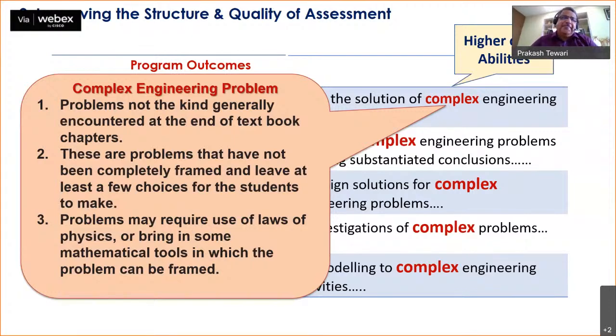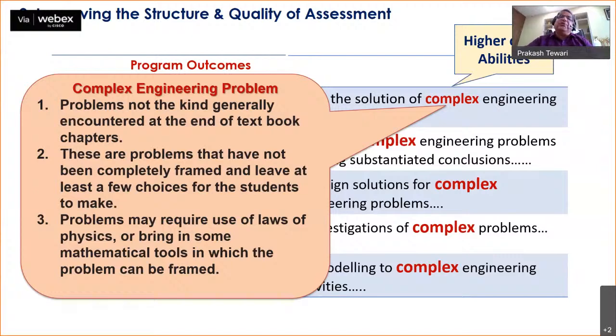Answers will also change. And while solving a complex engineering problem, it will demand the use of laws of physics or bringing in some mathematical tools in which problems can be framed. So if you train your student to solve such type of problem, then you are basically training your student to solve complex engineering problems.